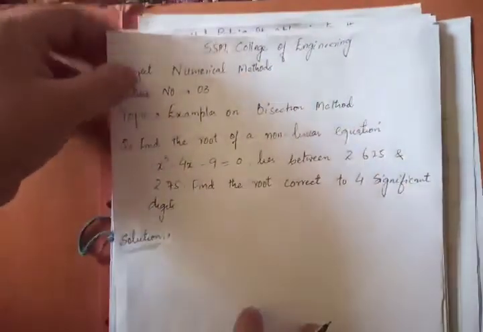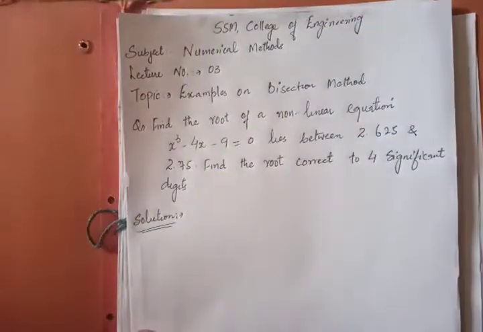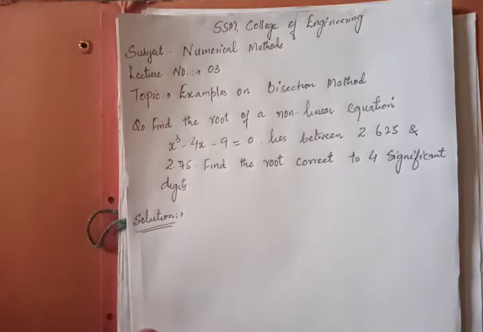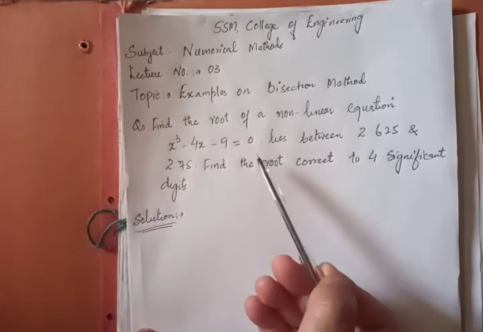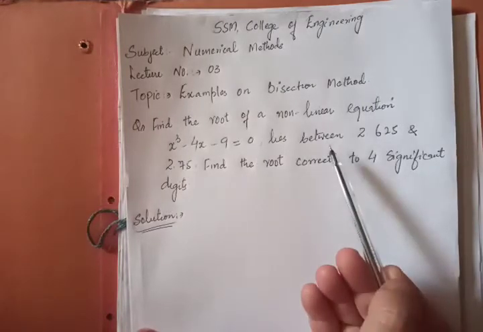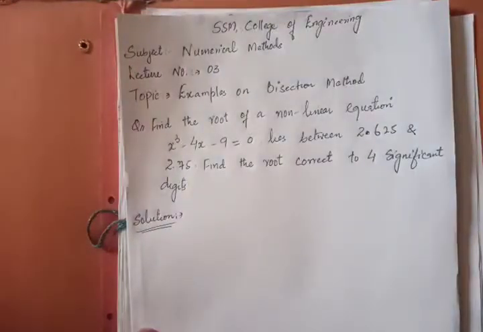Okay, let us start. This is a question; you can get questions like that. Find the root of the non-linear equation x cube minus 4x minus 9 equal to 0, which lies between 2.625 and 2.75. Find the root correct to 4 significant digits.